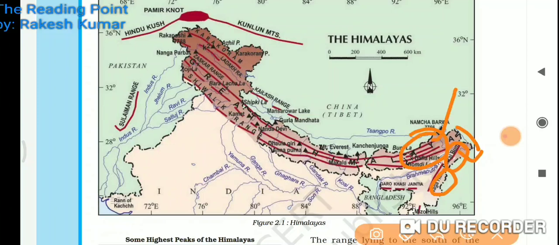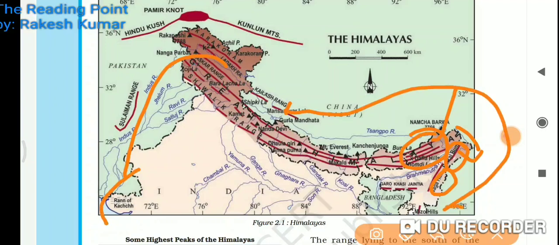Several big rivers originate from the Himalayas. Most of them flow through the northern plains, like the Indus River, Jhelum, Ravi, Satluj, Beas, and here you can say the Brahmaputra River. So many rivers originated from here. Either they fall in the Arabian Sea or they fall in the Bay of Bengal.